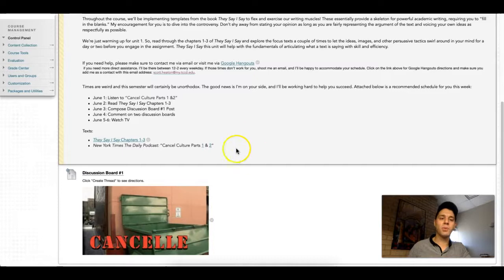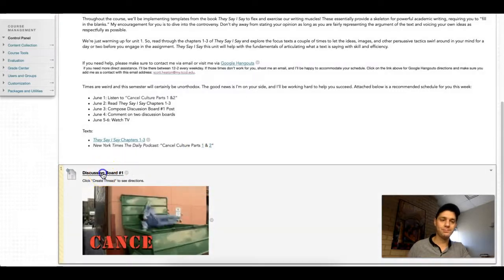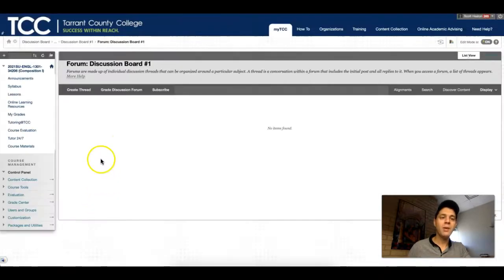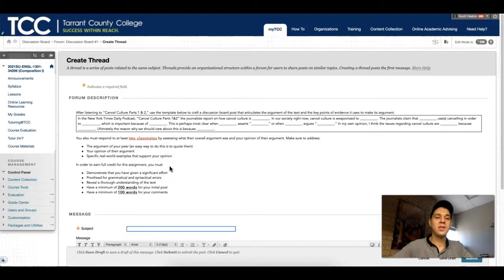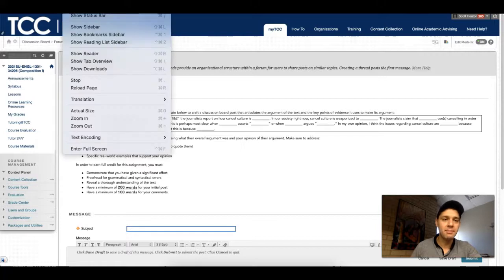Now, for the discussion board, what I want you to do is click on discussion board. And from there, click Create Thread. And that's where you're going to see the directions. So after listening to Cancel Culture Parts 1 and 2, use the template below to craft a discussion board post that articulates the argument of the text and the key points of the evidence it uses to make its argument. Okay? So here's what I mean by the template. Let's see if I can make this a little bit bigger, actually.